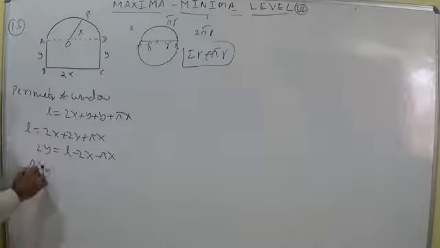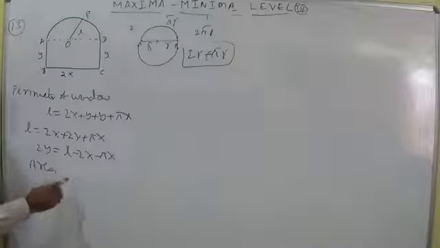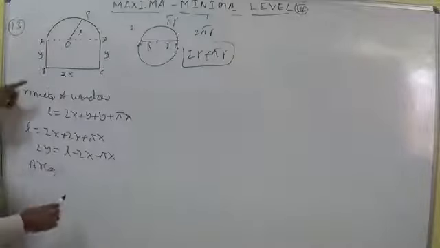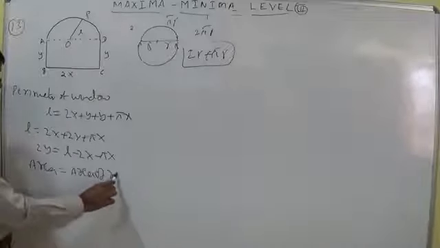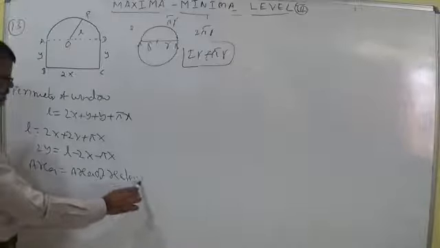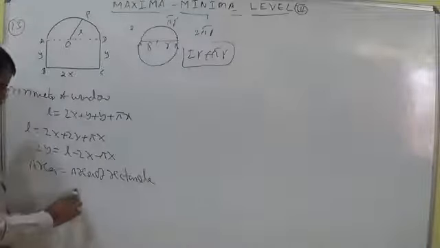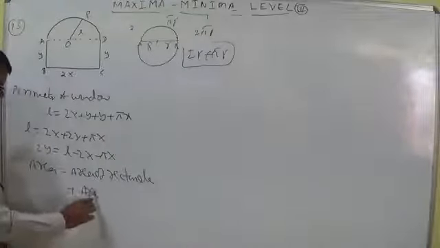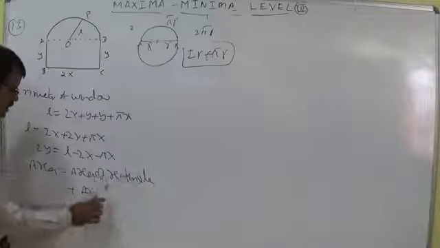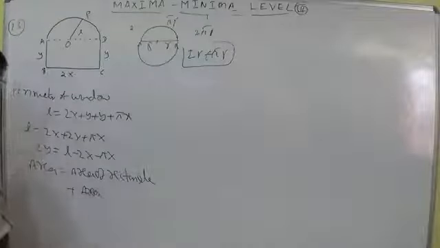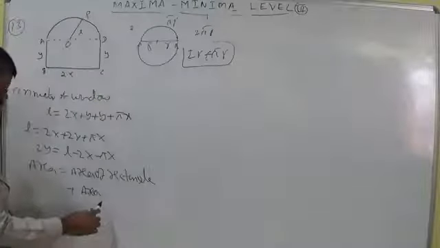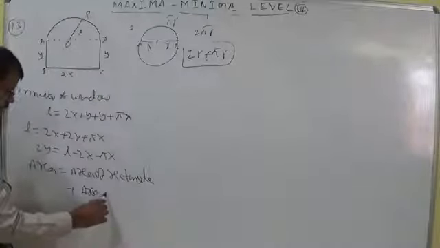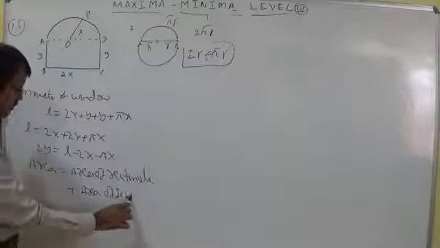Now he is discussing the area. Area is equal to area of the rectangle plus area of the semicircle. Area means the space, the occupied region of a closed geometrical diagram. So the area of the semicircle should be pi r square by 2. Area of the rectangle plus area of the semicircle, I am writing.